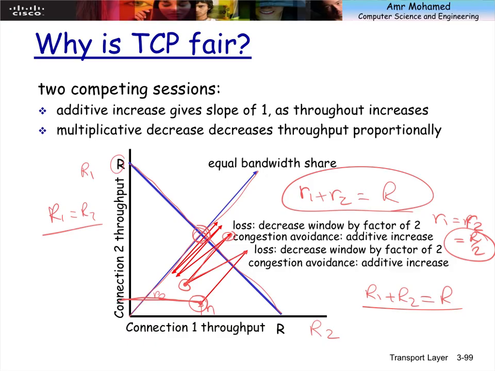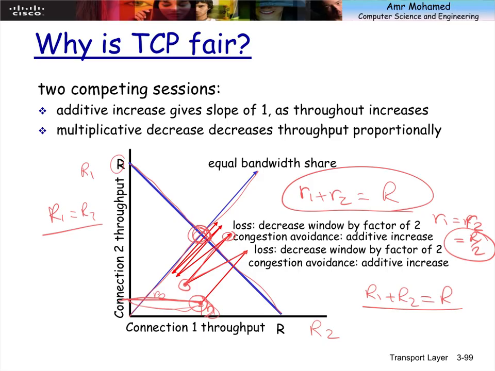You see here R2 is much larger than R1, right? But the idea is that when they drop, R2 will drop drastically, and R1 will drop less. The drop is proportional to the original value, right? So that's why you will keep zigzagging close to this point, which is R1 equals R2 equals big R divided by 2. And that's what you need. So that's good, that's what we want.